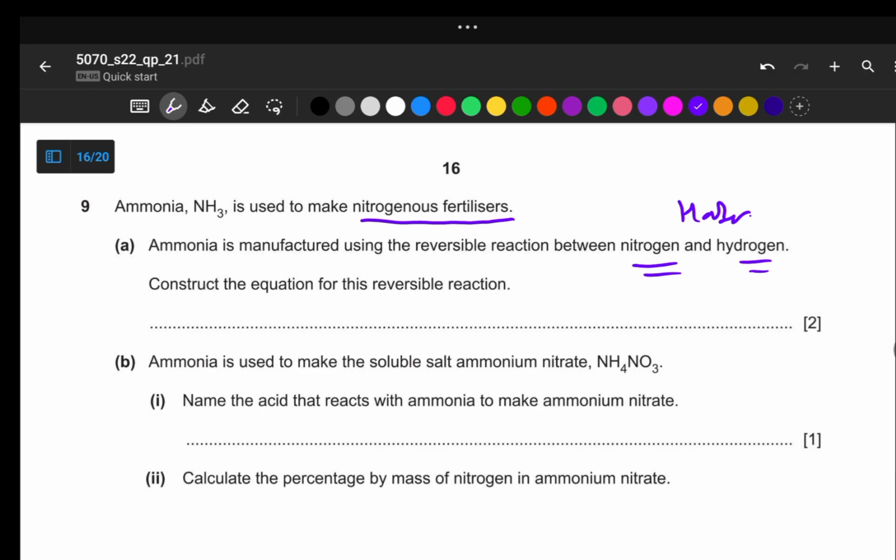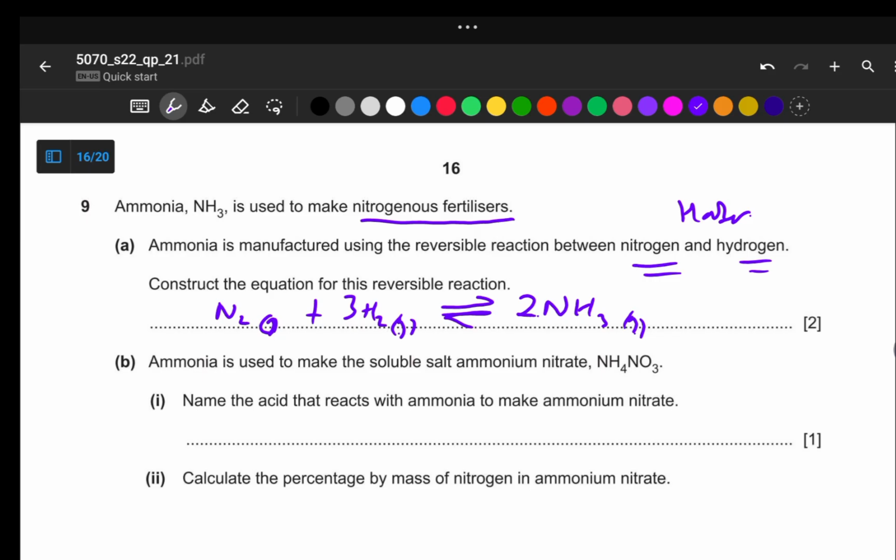You should be able to understand that, and then construct the equation for the reversible reaction. So we're going to have nitrogen gas reacting with hydrogen gas to give, so this one is a reversible reaction, to give ammonia. To balance this equation, we are going to have a 3 here and then a 2 there, and the equation is now balanced, right?